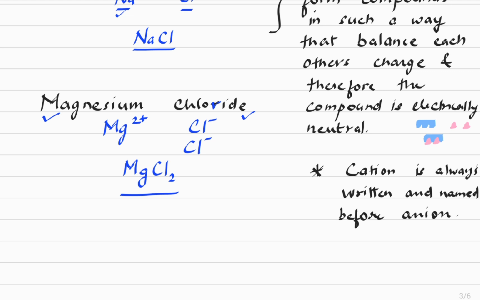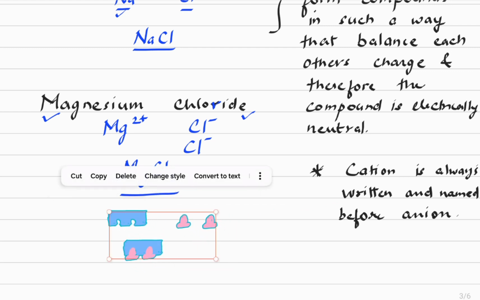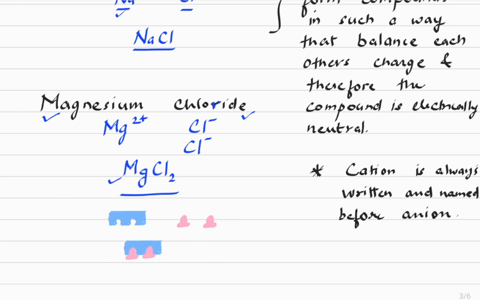Again, notice that in name and in formula, the cation is written first and it's followed by the anion. Now, this is another way of showing how this works. Now imagine that these ions are Legos. So this blue Lego is magnesium.